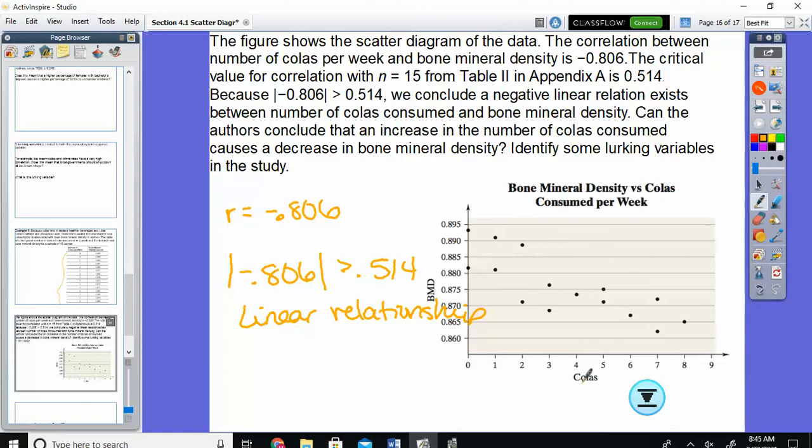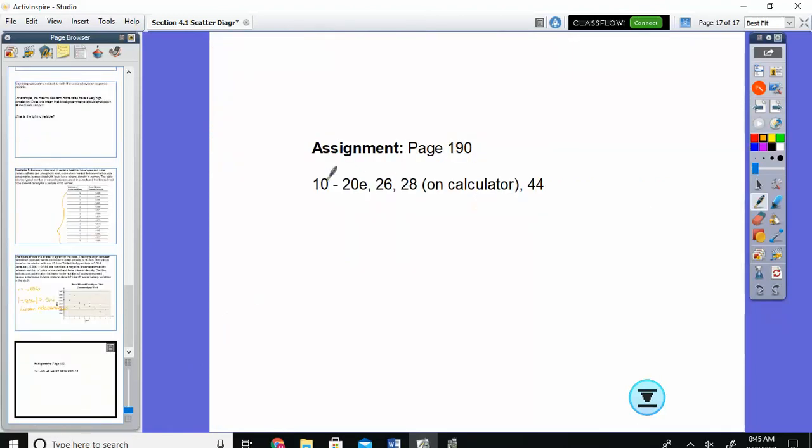Does that mean that drinking soda decreases your bone density? Not necessarily. It could. We found a relationship, but it doesn't mean one causes the other. So all you can say is there's a linear relationship, not that there is a cause. Okay? Just have to be careful on our wording there. All right.